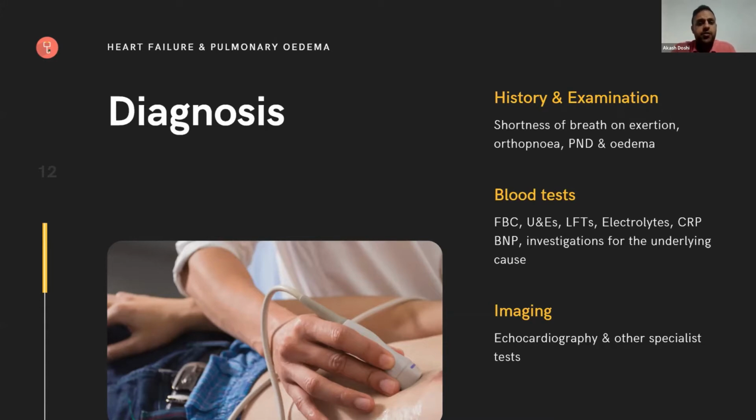You'll also arrange to have some blood tests. What you're looking for on the FBC is anemia or infection. On the U&Es, you're looking to see whether their renal function is disturbed. Liver function tests, because some of the medications might impact your LFTs. Electrolytes are particularly important, particularly because of your sodium and your potassium, which may be altered by your treatments, and that will come within your U&Es, and a CRP again for infection.